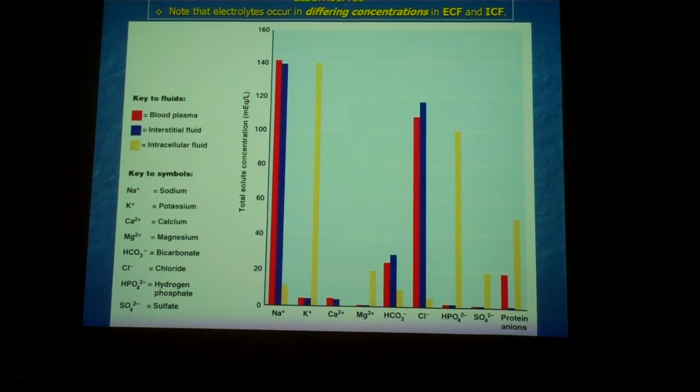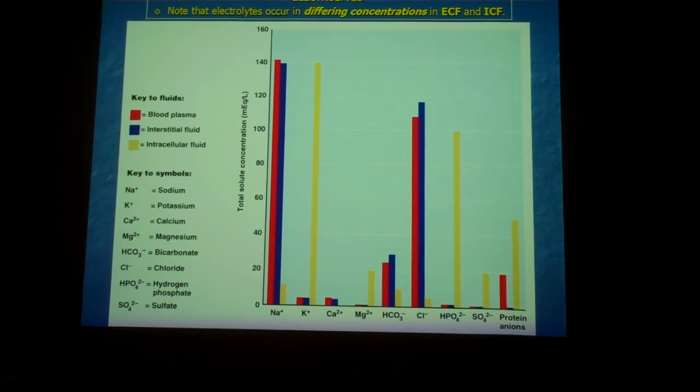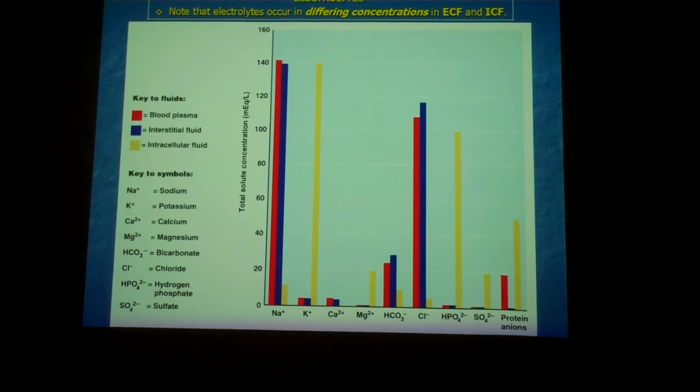Whereas potassium is mainly an intracellular ion. Is it present in extracellular fluid? Yeah, a little bit. Calcium, mainly extracellular. Magnesium, mainly intracellular. Bicarbonate, both, but mainly extracellular. Chloride, of course, is going to follow sodium. Phosphate, as we said earlier, is mainly an intracellular ion, but yeah, there's some in extracellular fluid.